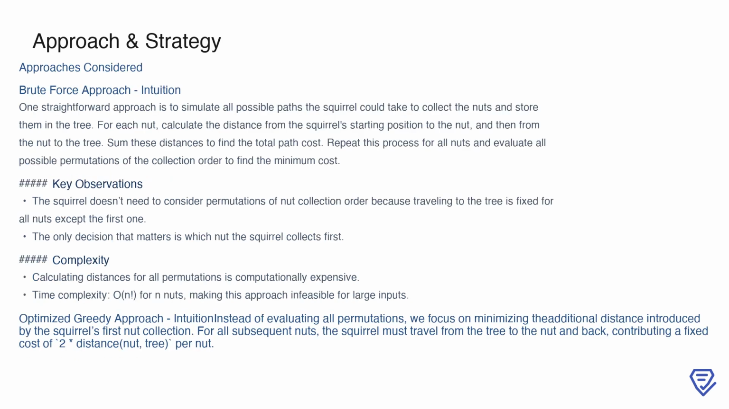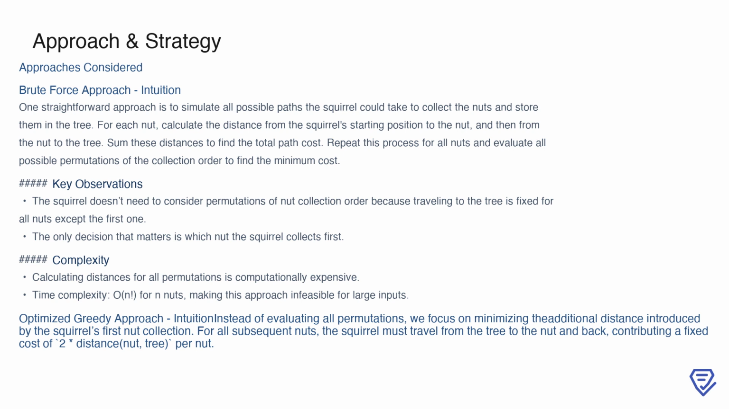To solve this problem, we first consider a brute force approach, where the squirrel simulates all possible paths to collect the nuts and store them in the tree. For each nut, we calculate the distance from the squirrel's starting position to the nut, and then from the nut to the tree. By summing these distances, we can determine the total path cost. However, this requires evaluating all possible permutations of the collection order to find the minimum cost, which quickly becomes computationally expensive.